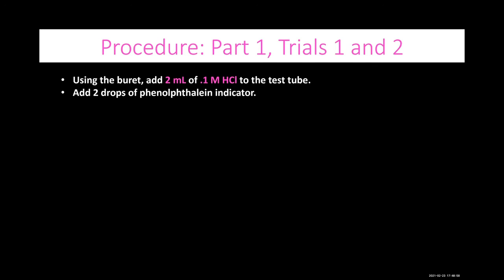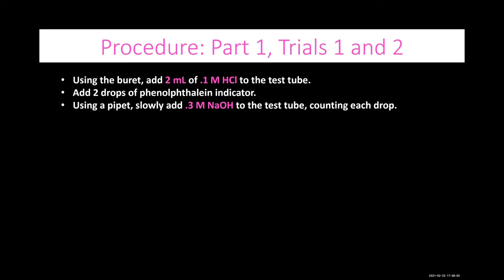Procedure Part 1, Trials 1 and 2. You'll be using a burette. Add 2 milliliters of 0.1 molar hydrochloric acid to the test tube. Add 2 drops of phenolphthalein indicator. Using a pipette, slowly add 0.3 molar sodium hydroxide to the test tube, counting each drop. When the solution changes from clear to pink, record your results.